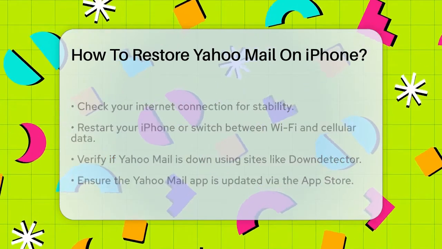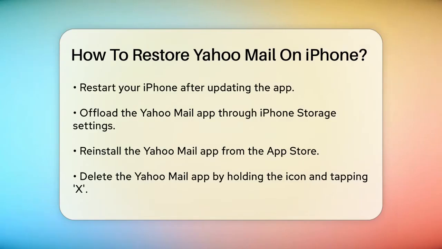Now let's try some troubleshooting steps specific to your iPhone. If you can't access your Yahoo Mail, it might be due to configuration errors or an outdated app. Start by checking if there are any updates available for the Yahoo Mail app. Go to the App Store, search for Yahoo Mail, and see if there's an update waiting for you. Update the app, restart your iPhone, and then try logging in again.